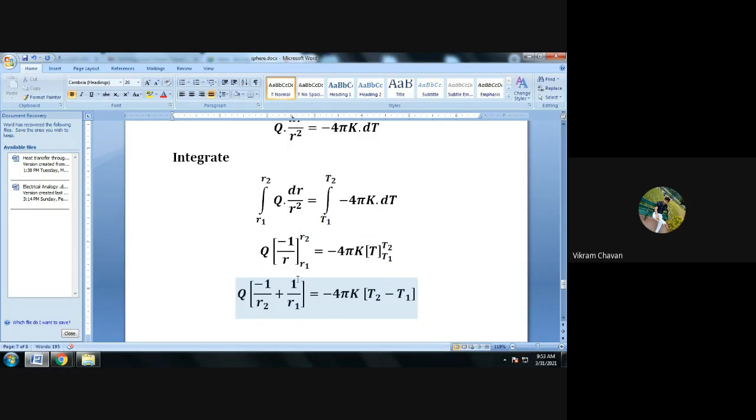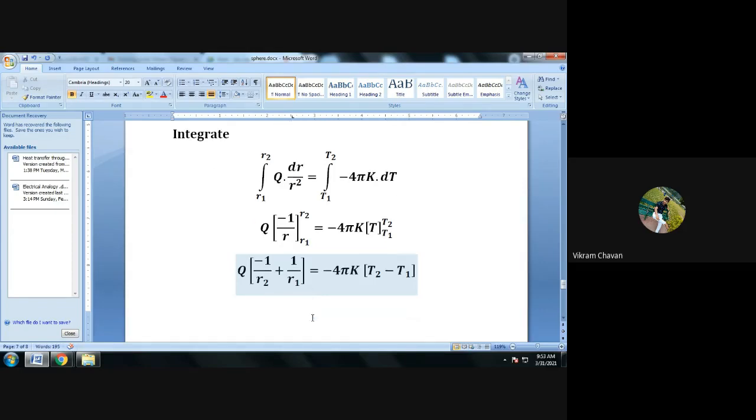It will become 1 upon r1. And similarly, on the right hand side, it will become equal to minus 4 pi k. We have taken the higher limit as t2 and the lower limit as t1. So higher limit minus lower limit will become t2 minus t1.